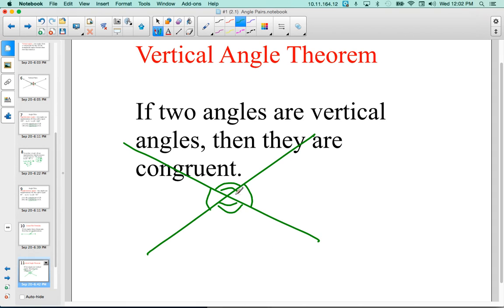I'm marking these with different hashes, so we have double here to show that these two angles, top and bottom, are congruent, and these two angles going this way are congruent. It doesn't mean all four of them are congruent. All it means is that the vertical angles, the ones across from one another, are going to be congruent.